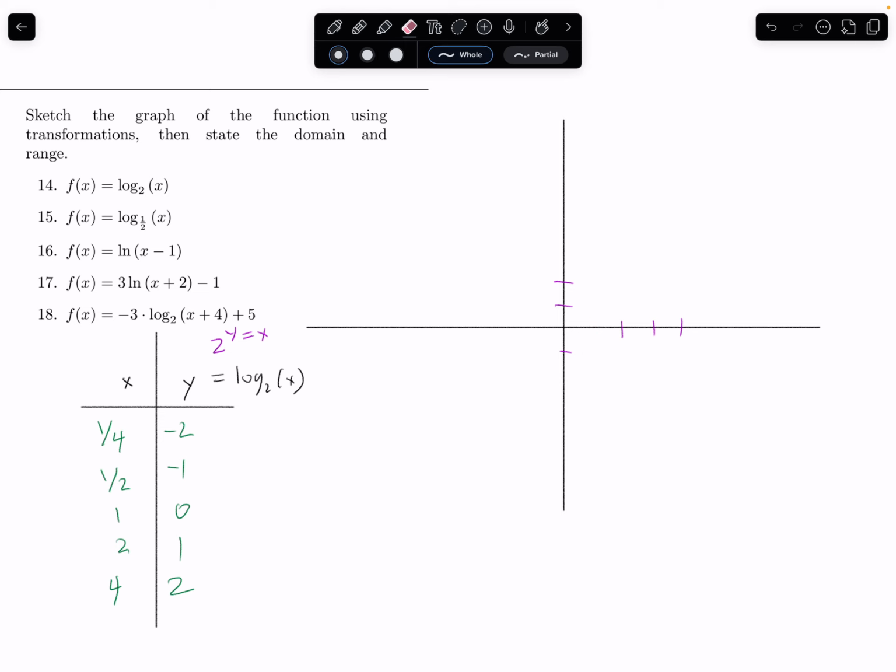Where were we now? So that was 14. I forgot to write the number. Sorry, 14. Okay, now on to 15. And I'm going to leave some of this stuff here. Let's leave the table.